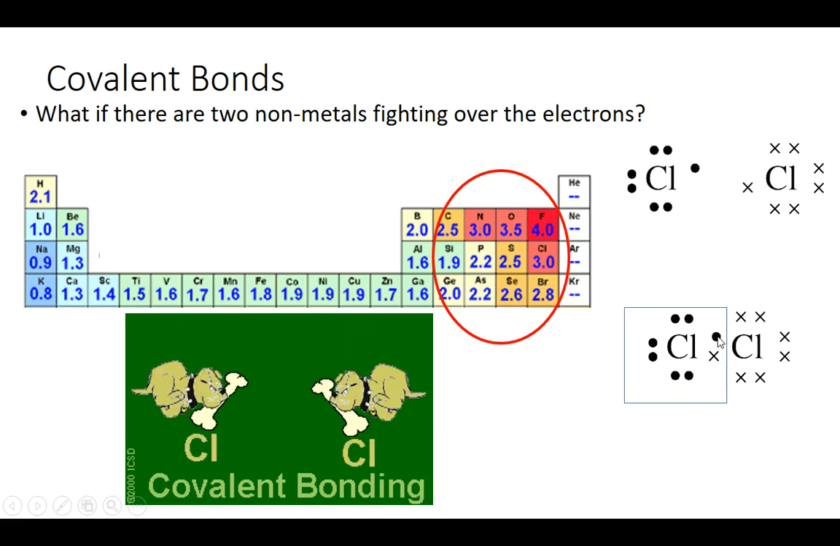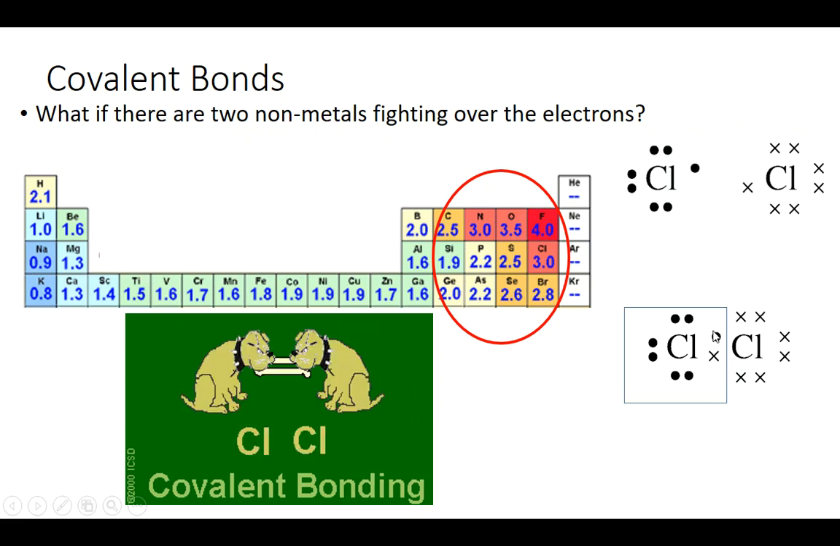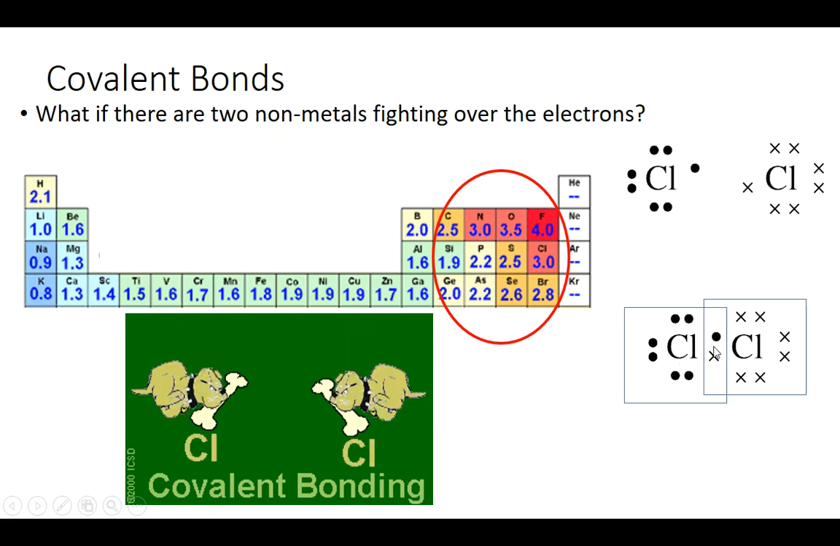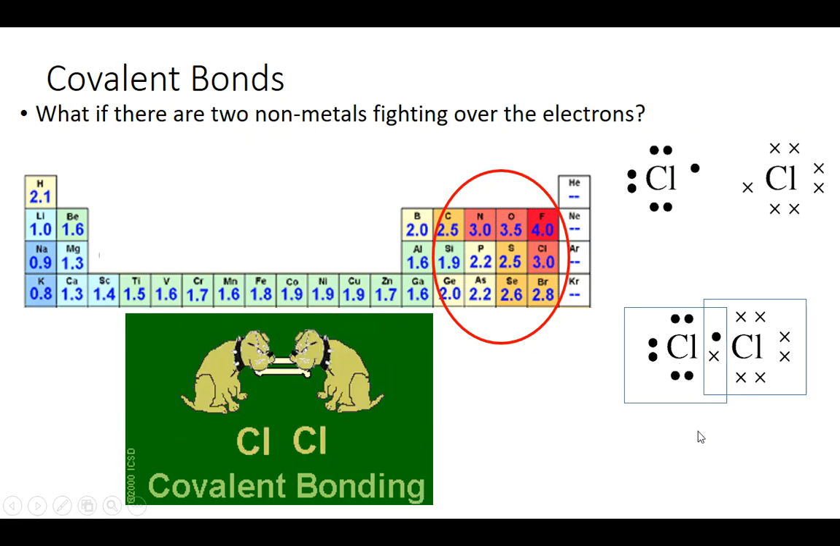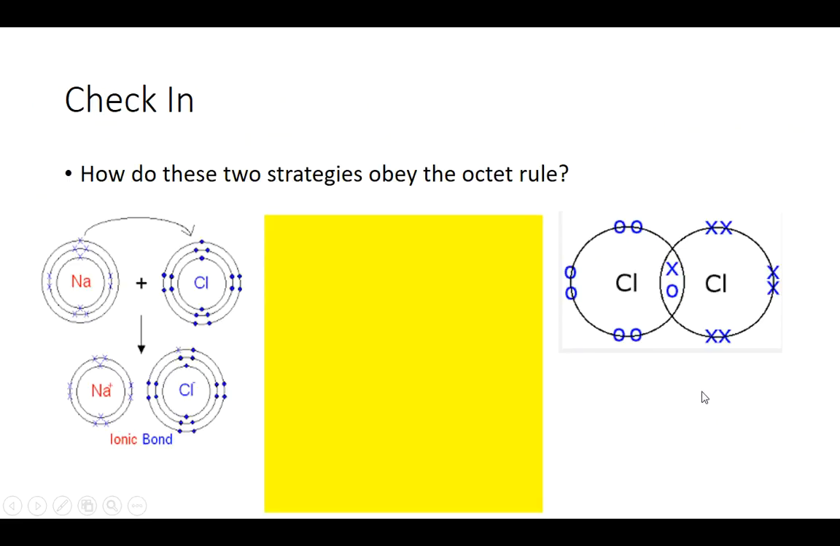So if you overlap this edge so that they kind of share each other's electrons, this chlorine on the left is happy. So is the one on the right because it's got the same thing going on. It's overlapping its electron shells and able to have 8 in its valence shell. So a quick check-in. These are the two strategies we've talked about in these short couple of minutes.